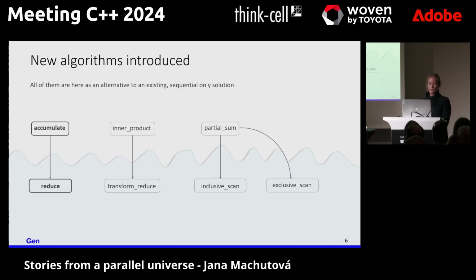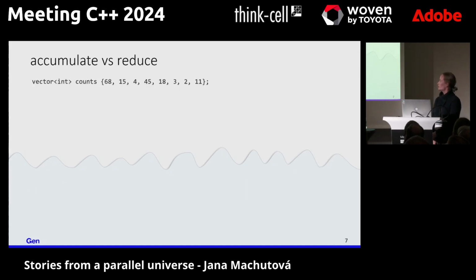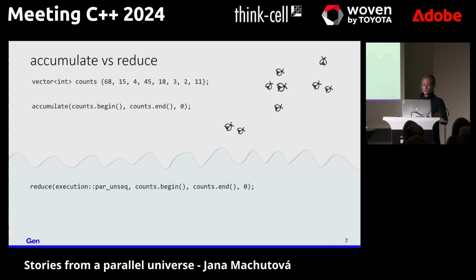So first, the couple is accumulate and reduce. We have our animals, and there are different counts of different animals, like 68 butterflies, 15 eagles, 4 swans, for example. And we want to know how many animals in total we have. That's exactly what accumulate does and what reduce does as well. So it looks like that. Again, there's only the execution policy in reduce, and otherwise it seems to be exactly the same. You get the container, you have an initial value, and you have the same output.